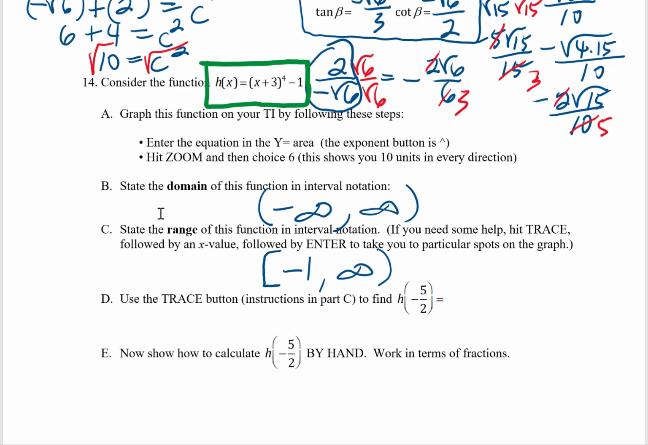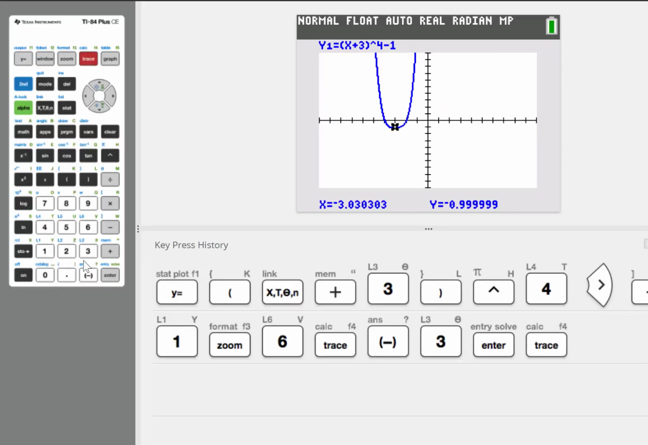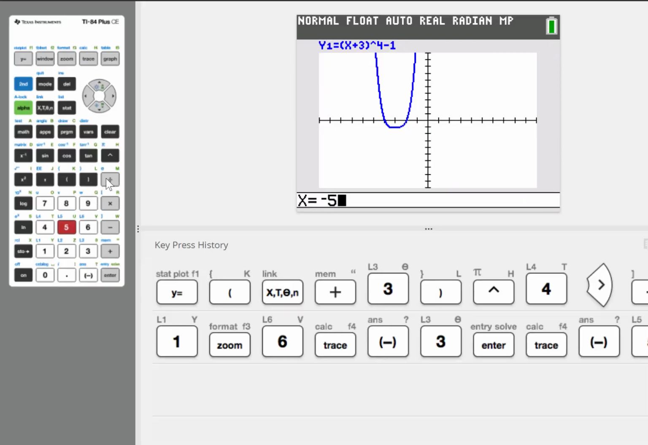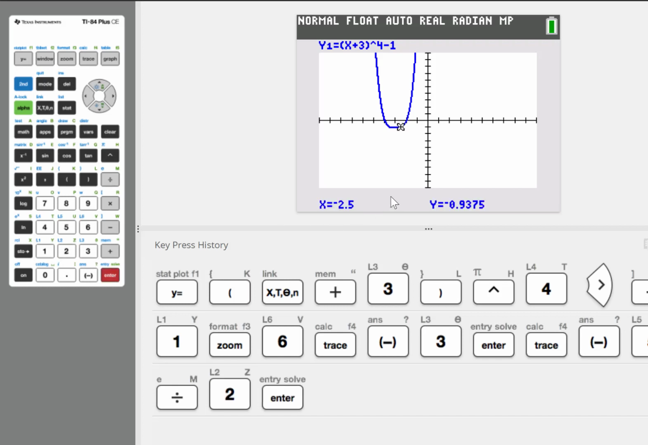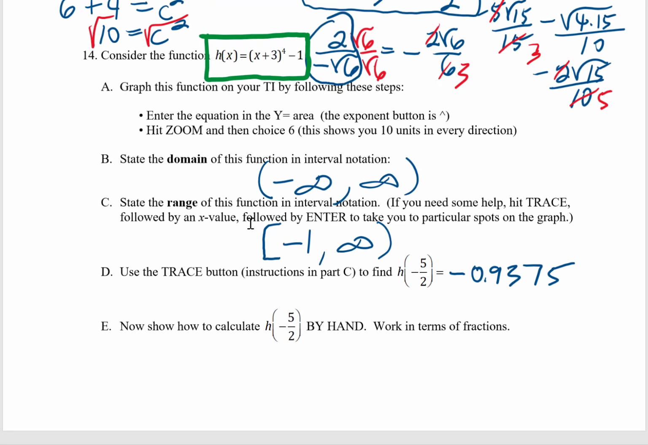Letter D, let's reuse that trace button to find h of negative 5 halves. That just means plug in x equals negative 5 halves and see what comes out. So I'll hit trace, negative 5 halves, just use the division button for the fraction, hit enter, and the calculator works in terms of decimals. Here is the y value that comes out. Notice it's actually changed the x value to a decimal as well. I've got negative 0.9375.